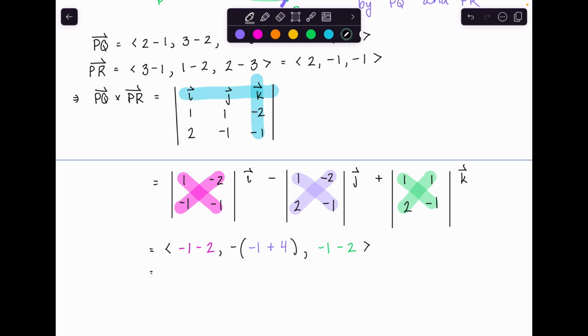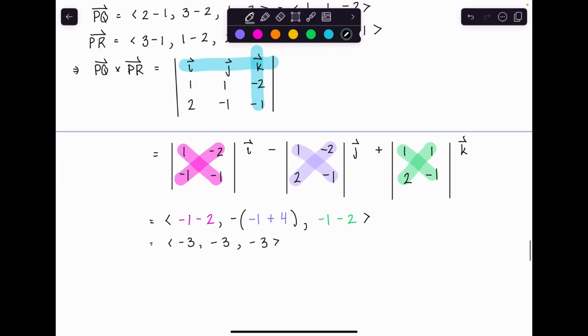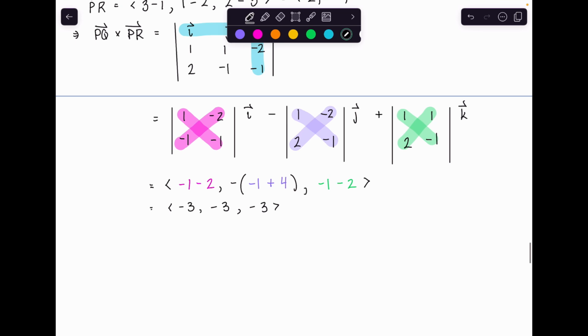So that gives us -3 in the first spot. Then we've got +3, but a minus. So -3, and then -3 in the third. So now that I have my cross product vector, I'm going to go ahead and find its magnitude, and the area of the triangle is going to be half of that.